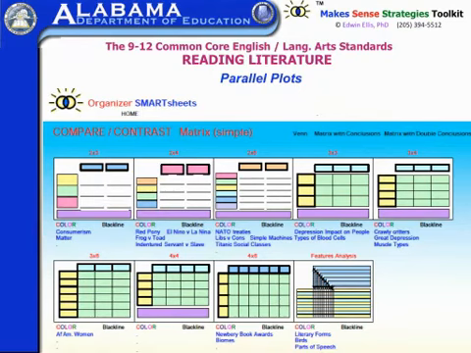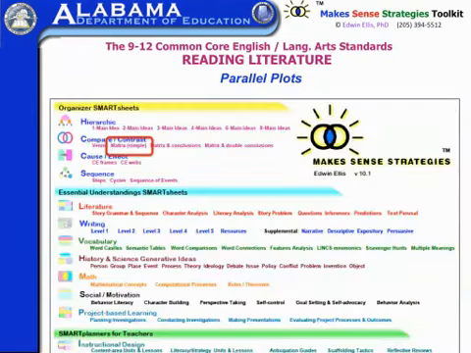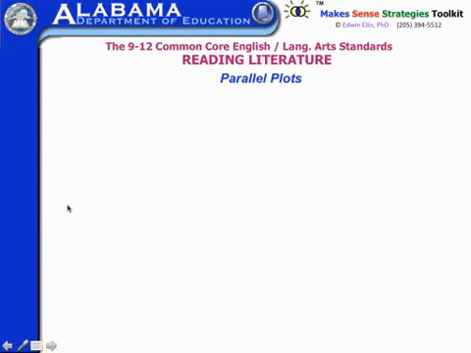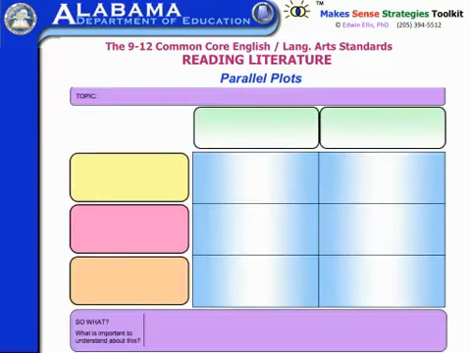And so that kind of tool will be really helpful. Up here under compare and contrast, I'm going to click on matrix simple. These open up, and then I'm going to select this first one, which is called a 2x3, which means we're comparing two things across 3 dimensions. And let me share with you how I would set that up to address parallel plots.